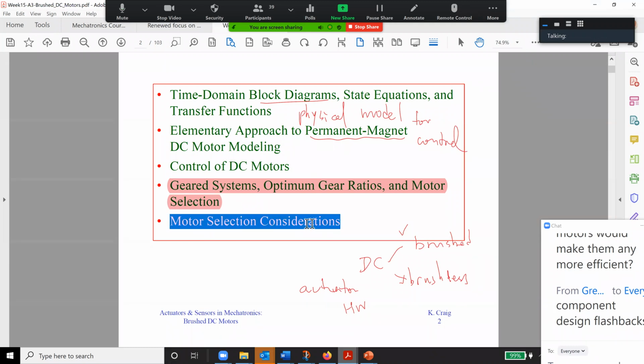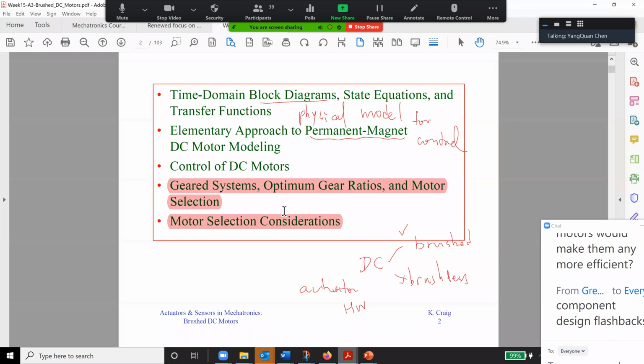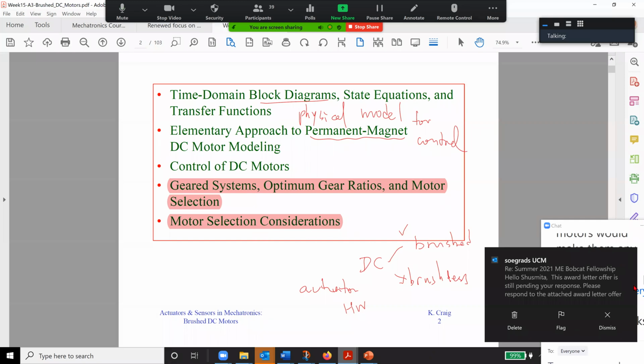You should consider what factors. So this is basically for a specific class of actuators. You should give the basic working principle. What's the external characteristic? What is the transfer function? How to control it? And what are the selection considerations? Please add that, okay?